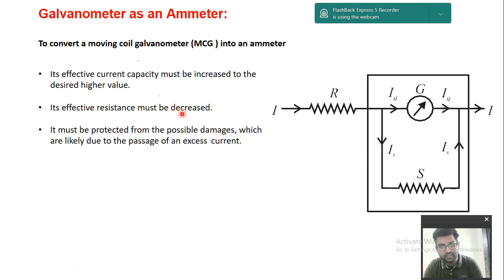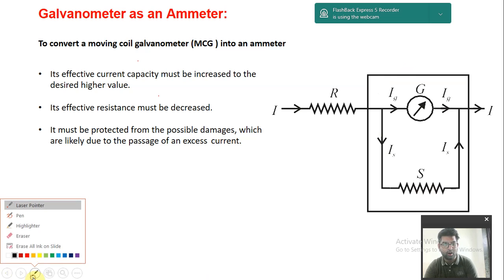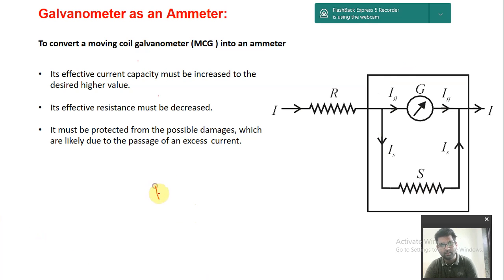Its effective resistance must be decreased. Now I said, because an ammeter should have very low resistance, this whole setup is now acting as an ammeter, and it is connected in series with this resistance. So its effective resistance must be decreased. And how will its effective resistance be decreased? We know for a parallel combination, R effective equals R1 times R2 upon R1 plus R2.